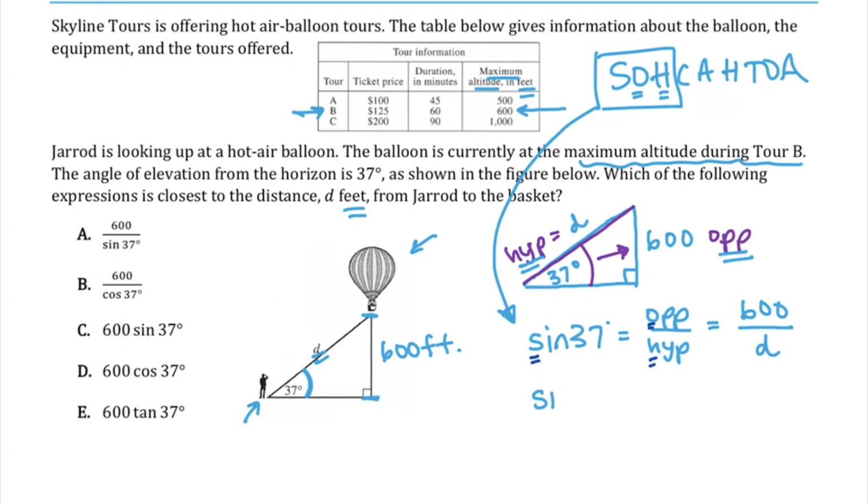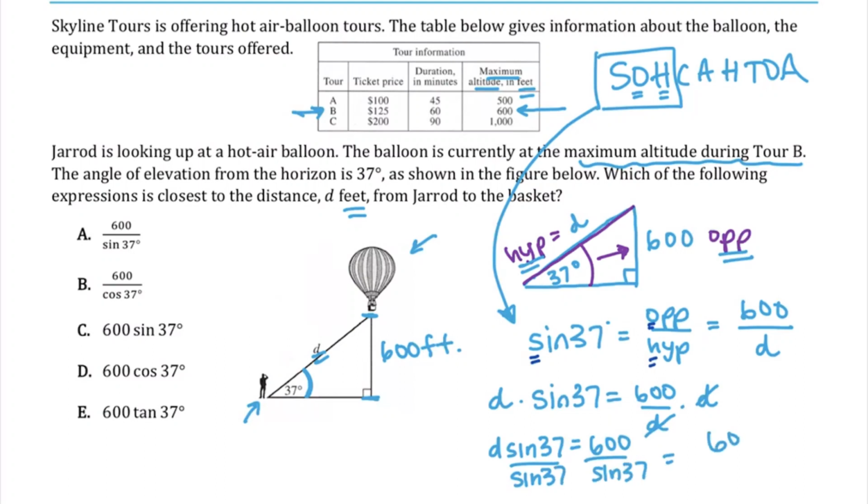So here it gets a little trickier, right? Because I have sine 37 equals 600 over D. So how am I going to get D by itself? Well, I'm going to recognize that on the right, 600 is being divided by D. So I'm going to cancel out that divided by D by multiplying by D on both sides so that I can cancel it. Then I have that D times the sine of 37 equals 600. So then to solve for D, all I have to do is divide by sine of 37 on both sides.